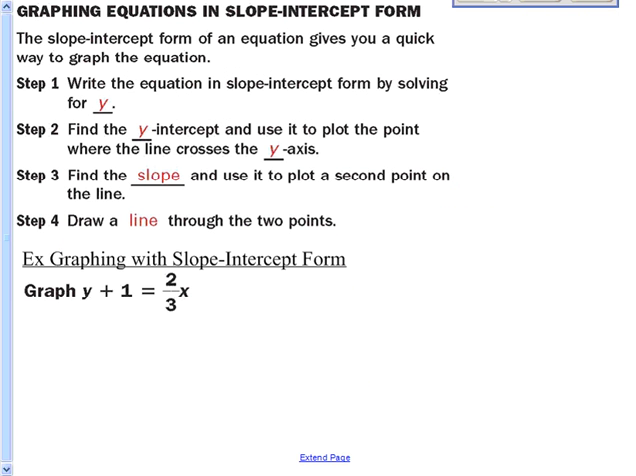So here are your steps. Probably quite a bit of verbiage here, but just write down for your step 1: first thing is we have to solve for y. Second thing, find your y-intercept, which is your b value. Third thing is use your slope. And then finally, draw a line through the 2 points. So let's take a look here and use these steps one by one.